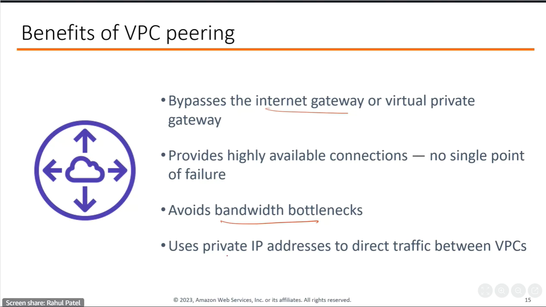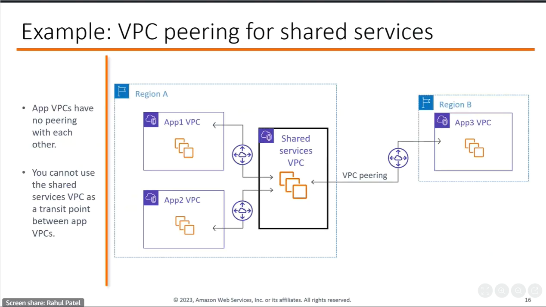And then it uses private IP addresses to direct traffic between VPCs. So as the CIDRs of both the VPCs are not overlapping, in that case, we can use the private IP address range for the communication. So these are the benefits that we get when we use a peering connection.